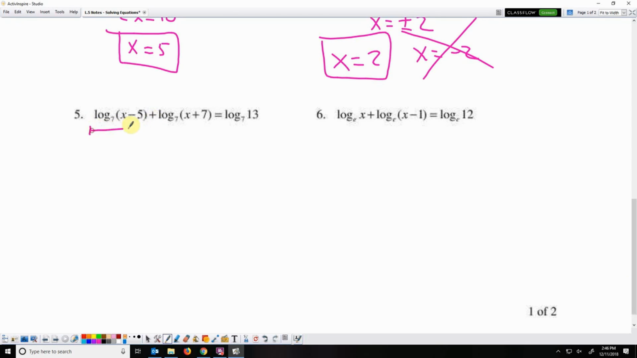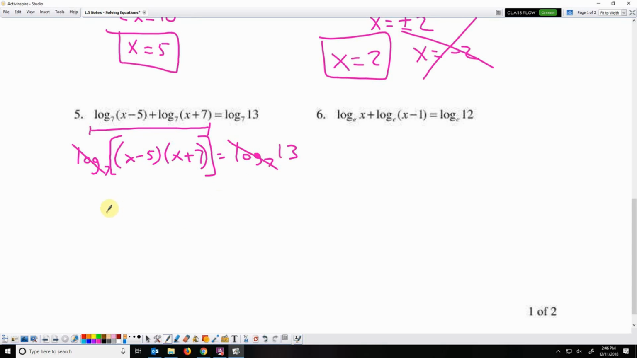All right, so here I've got the same base again. So I've got log base 7 of x minus 5 times x plus 7 equals log base 7 of 13. Okay, same log on both sides, so those can be dropped. And I'm going to distribute here. I get x squared plus 7x minus 5x is plus 2x. And then negative 35.